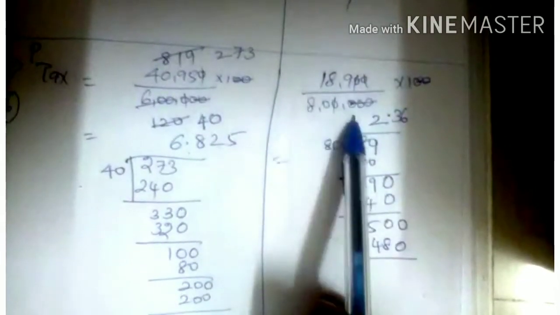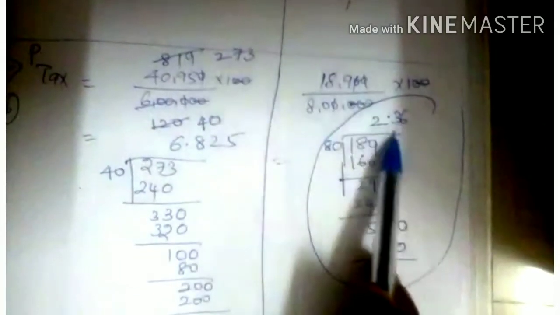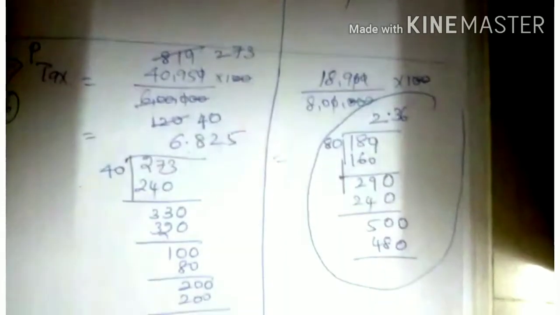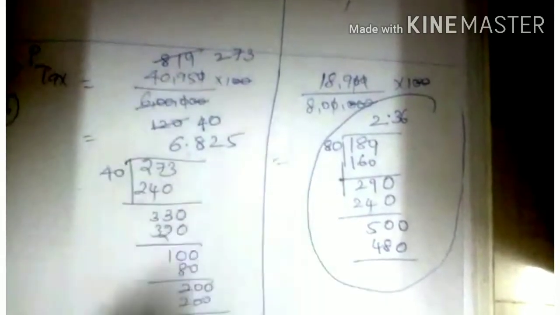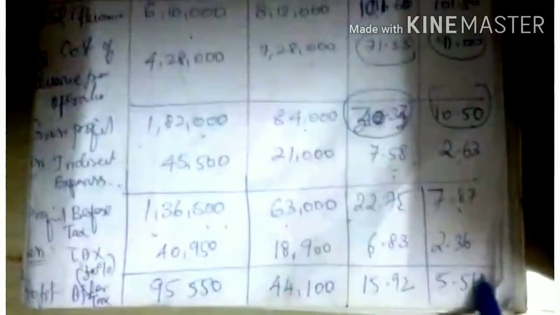18,900 divided by 8 lakhs into 100. We have to work it out like this. See how we have done it. So 6.825 here, 2.36. That is the calculation. Accordingly we have to work out. Whatever our answer is, we can put it in our main statement: 6.83 and 2.36.